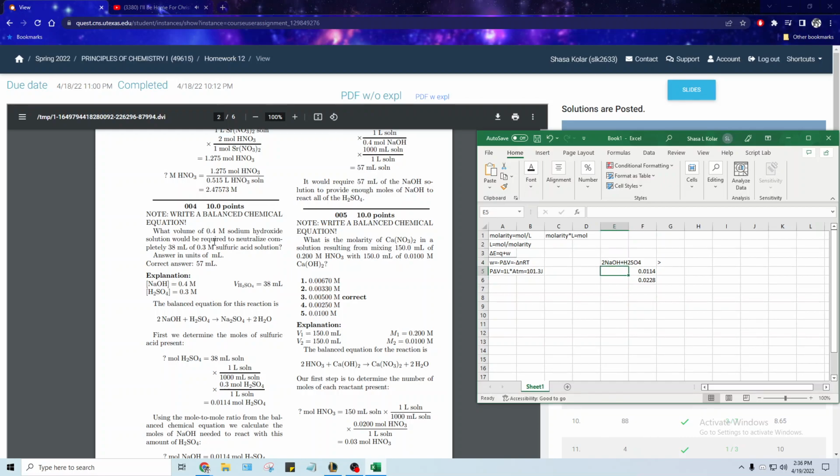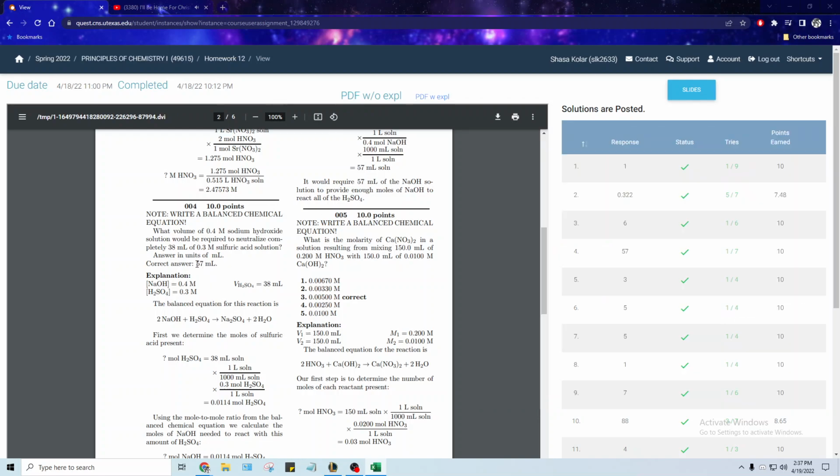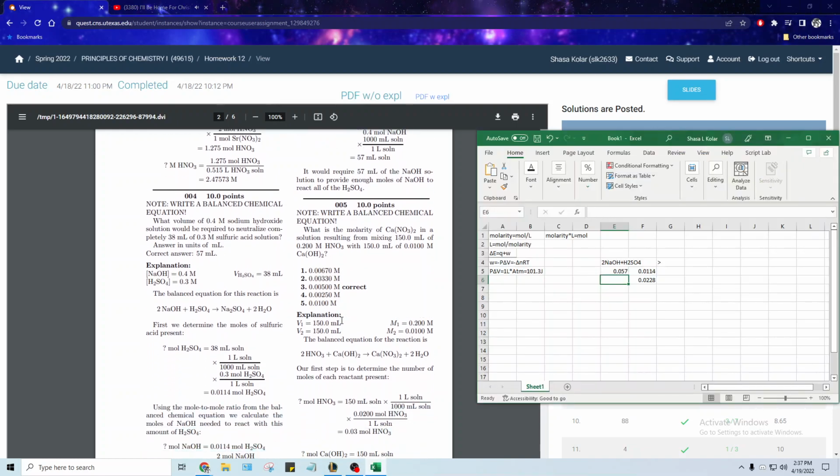And we have the molarity of 0.4, and we have the moles of 0.0228. Moles divided by molarity. So we'll just plug that in. Moles over molarity, 0.4. And we get 57, that's 57 milliliters. Divide by 1,000 for liters. So that's 57 milliliters. And as we can see, that's the right answer. That's number 4. Let's go to number 5.